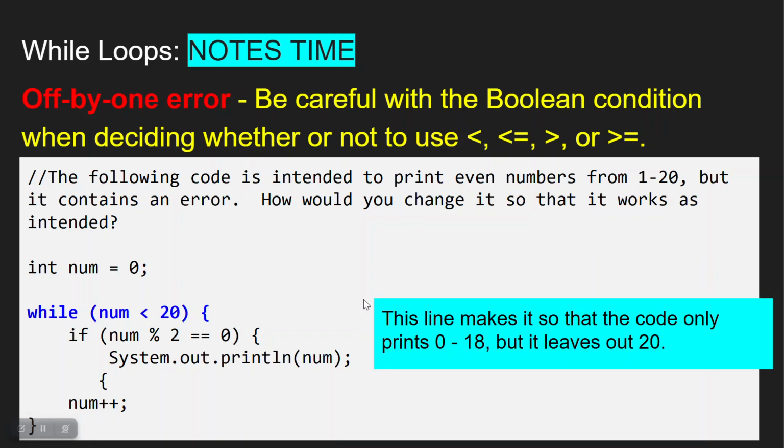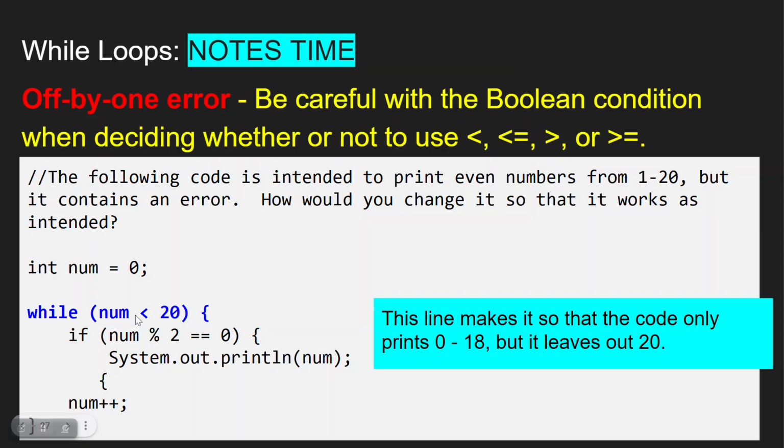So what's going to happen here is that this line, while num is less than 20, makes it so that the code only prints 0 through 18, but it leaves out 20. That's because it'll print 0 because 0 mod 2 is 0. And then it won't print 1, but it'll print 2. But anyways, it's going to get all the way up to 18. And 18 mod 2 is 0, so it'll print 18. It'll go up to 19, and then it'll go up to 20.